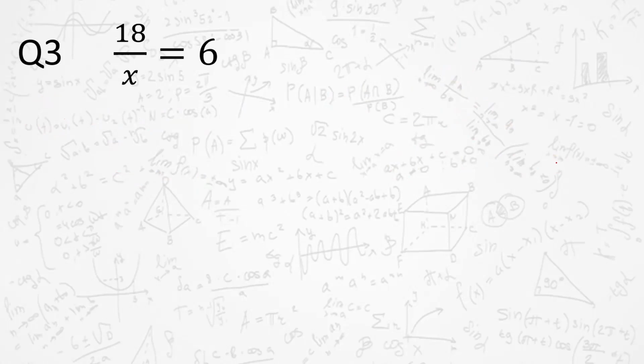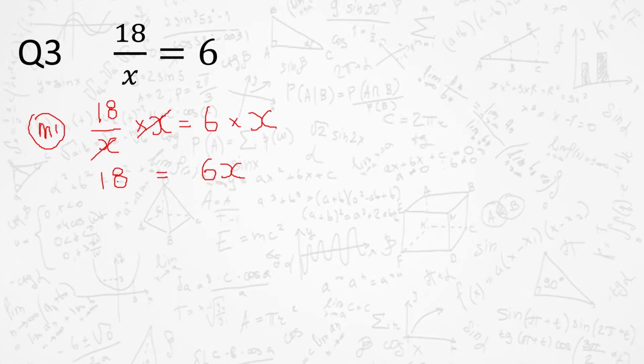Question 3. Method 1. This time we have 18 over x equals 6. The methods remain the same. That means if I want to get rid of the fraction, I need to times it by x. So times by x both sides. The x cancels out on the left hand side, so I have 18 left. Right hand side I have 6x.